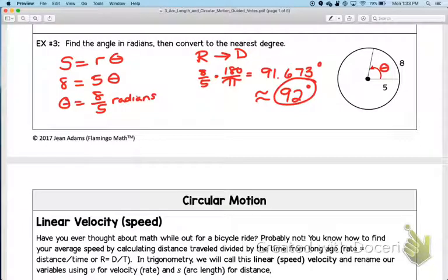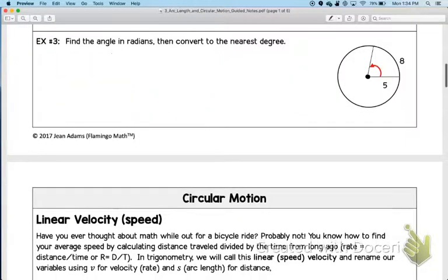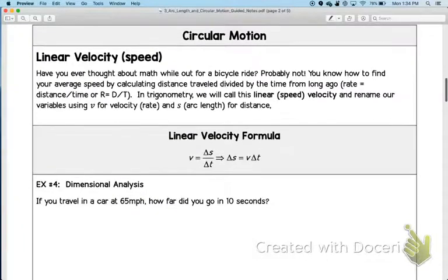Alright, moving on down to circular motion. Here we go. So, linear velocity. If you guys remember the video of the teacher swinging his keys, and he was talking about all those tangent lines going around the circle of those keys. Those are your linear velocities, right?